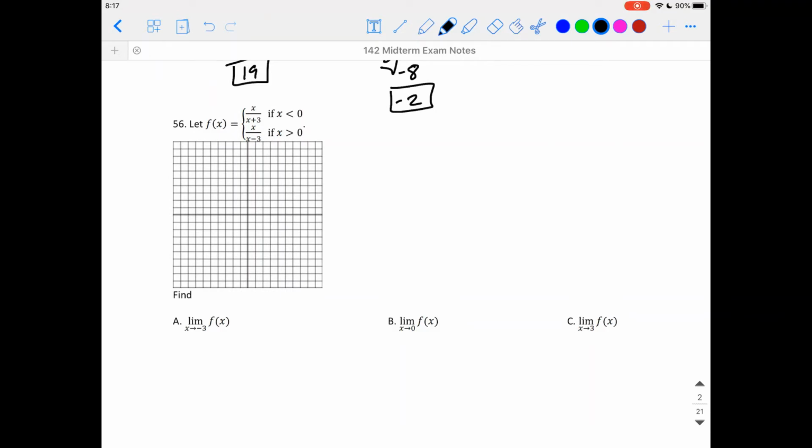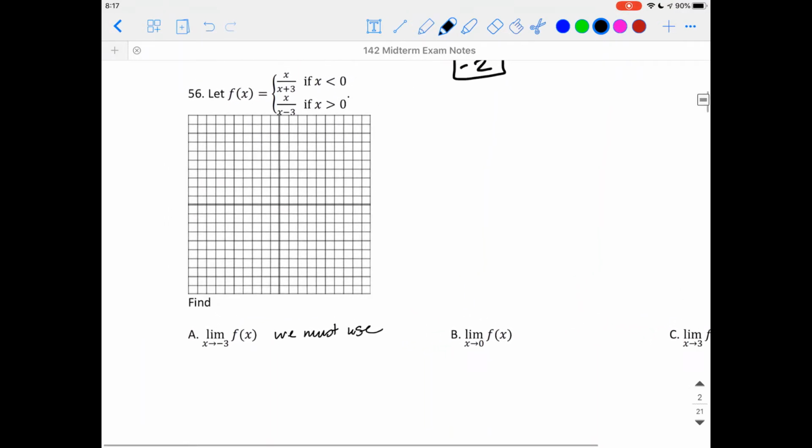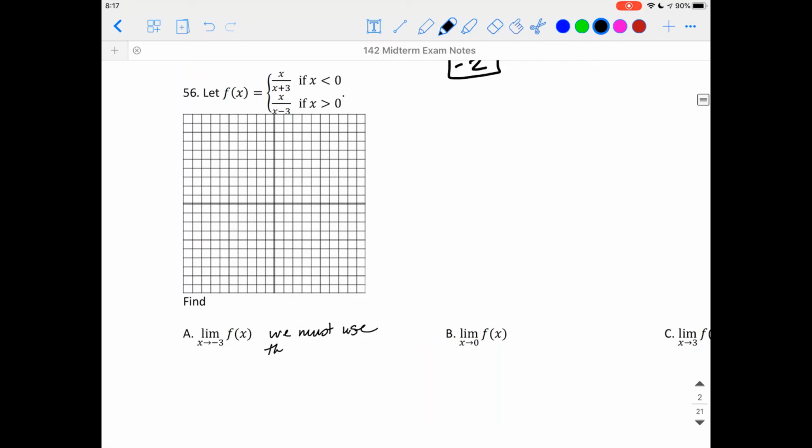For this next problem, it says let f of x equal to, and it's a piecewise function, x divided by x plus 3 if x is less than 0, and x divided by x minus 3 if x is greater than 0. So for part A, it says find the limit of f of x as x approaches -3. So for part A, we must use the first equation, since -3 is less than 0.